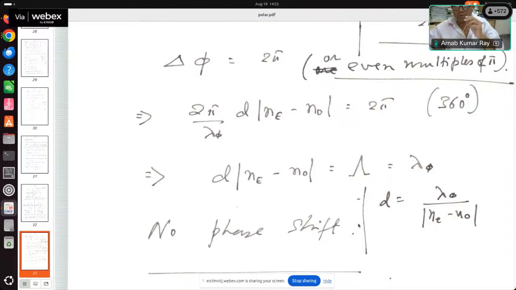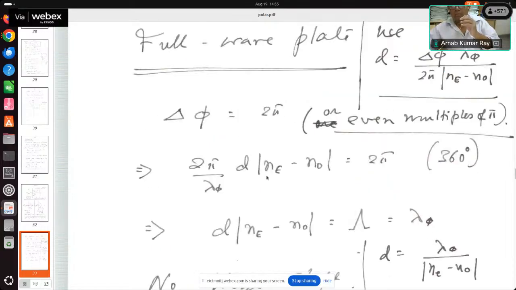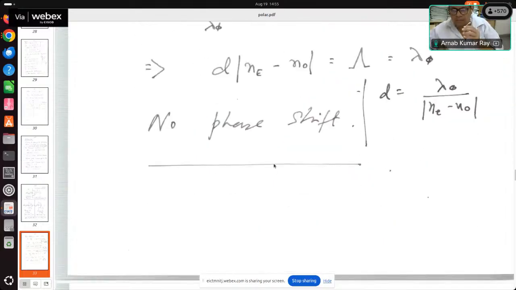So that is how you have it. If you choose a plate thickness given by this quantity, the thickness of the plate is the vacuum wavelength divided by the absolute value of the refractive index difference, you will introduce no phase shift at all. Now we have to look at two other cases.